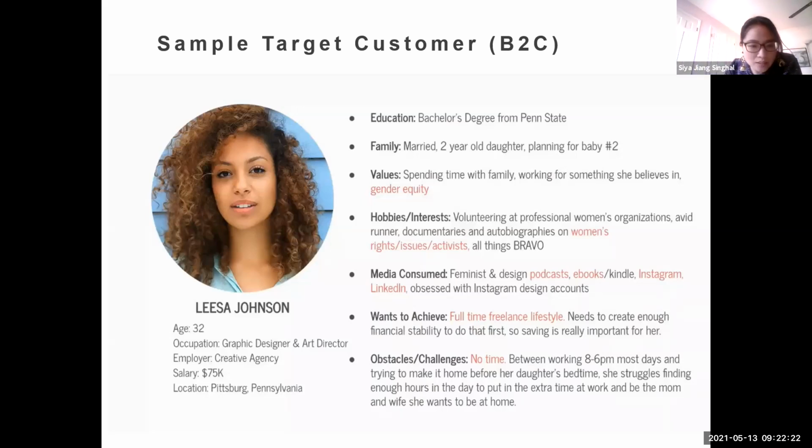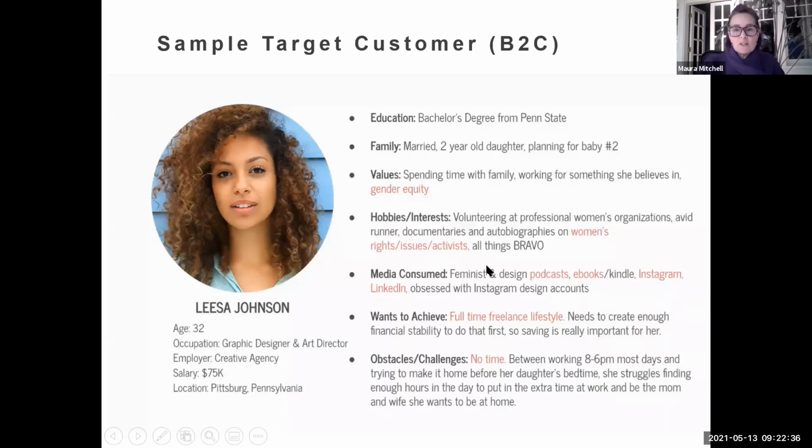Facebook. Social media. Yes, social media. Some kind of alumni. Yeah, Penn State alumni, you could target them. On LinkedIn, you can. She also, I didn't go down here even further, she's a feminist. She consumes feminist and design podcasts, ebooks, Instagram, LinkedIn, and she's obsessed with Instagram design accounts.